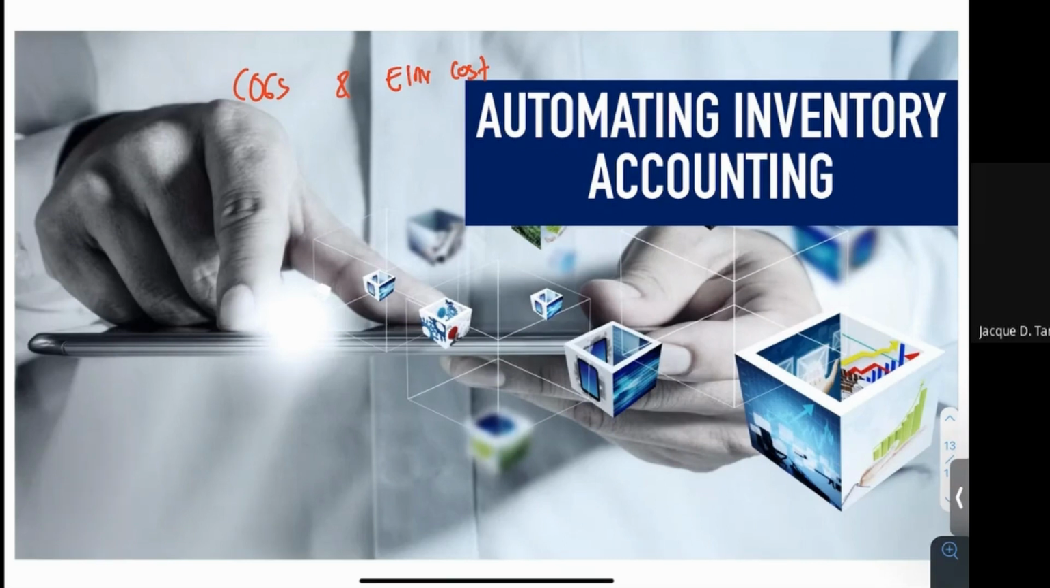In your intermediate accounting, you have learned that your total cost of goods available for sale should be placed into your COGS and to your ending inventory. But for this Excel automation, we will focus mainly on FIFO accounting and your average accounting as your cost of inventory.